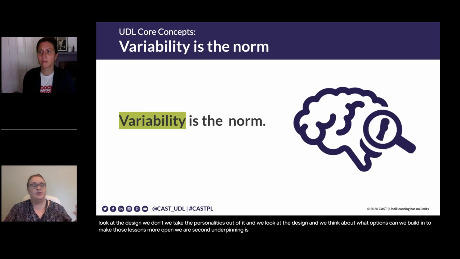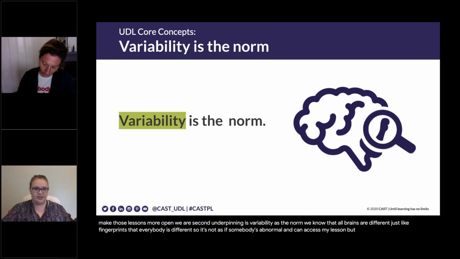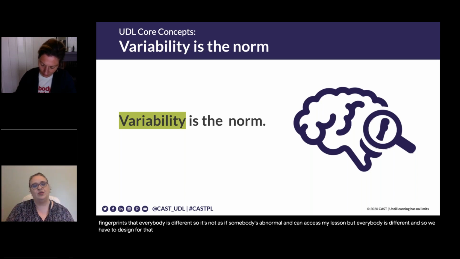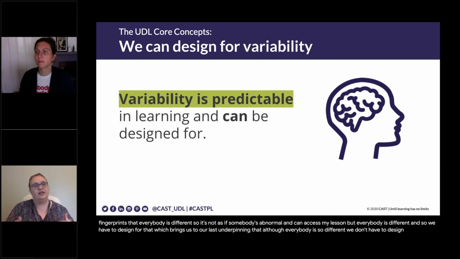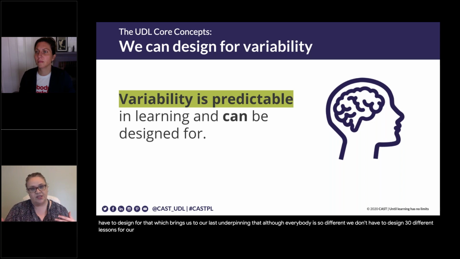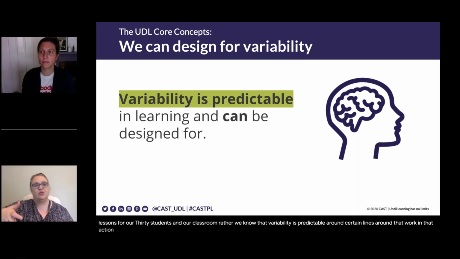Our second underpinning is variability is the norm. We know that all brains are different, just like fingerprints, that everybody is different. So it's not as if somebody's abnormal and can't access my lesson, but everybody is different. And so we have to design for that, which brings us to our last underpinning, that although everybody is so different, we don't have to design 30 different lessons for our 30 students in our classroom, but rather we know that variability is predictable around certain lines, around that engagement network, that perception network, and that action and expression network.